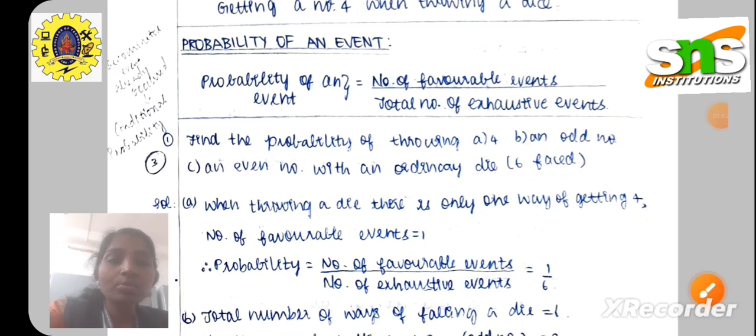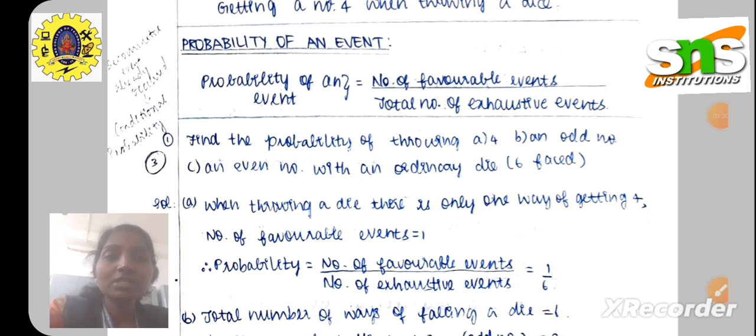So what is the probability of an event as given in the formula? It is the number of favorable events divided by total number of exhaustive events. So in throwing a die there are only 6 possibilities. What are the possibilities? 1, 2, 3, 4, 5 and 6. What are the exhaustive events here? All the 6 are called exhaustive events. These are the possible outcomes here. Therefore, they are named as exhaustive events. So, what is the total number of exhaustive events? Number of exhaustive events is 6.